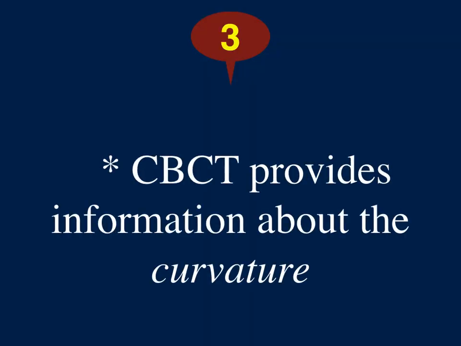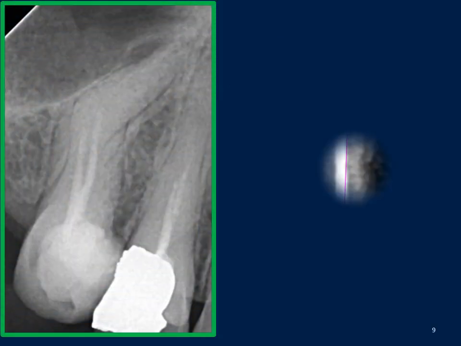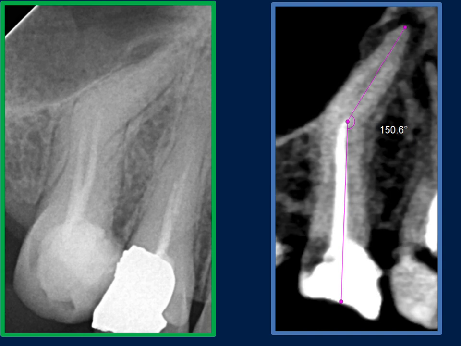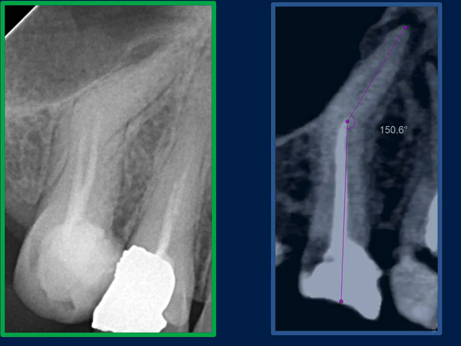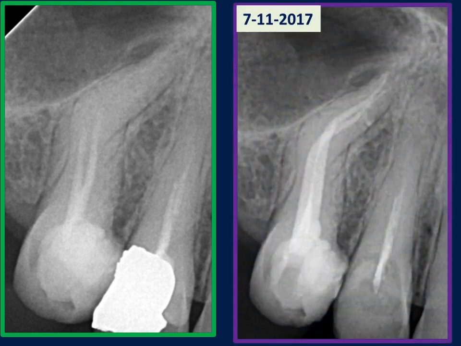Another cause, CBCT will provide information about canal curvature. If you look here at this tooth, you can see we are dealing with acute curvature. So we have to take care while using our files or rotary files. And another thing, this CBCT will give more information about number of canals. We are dealing here with 2 canals. So we have to take care while we are dealing with such tooth.